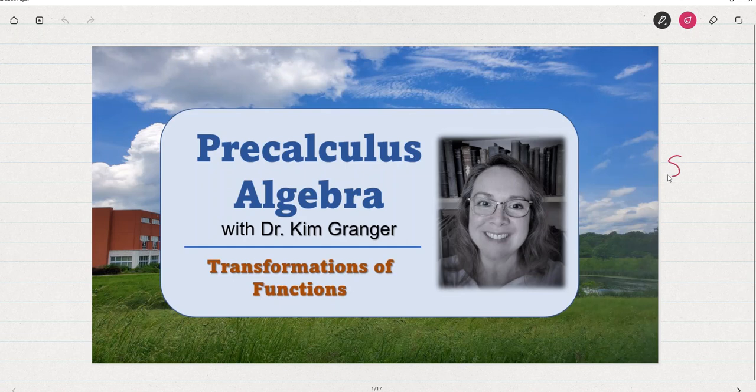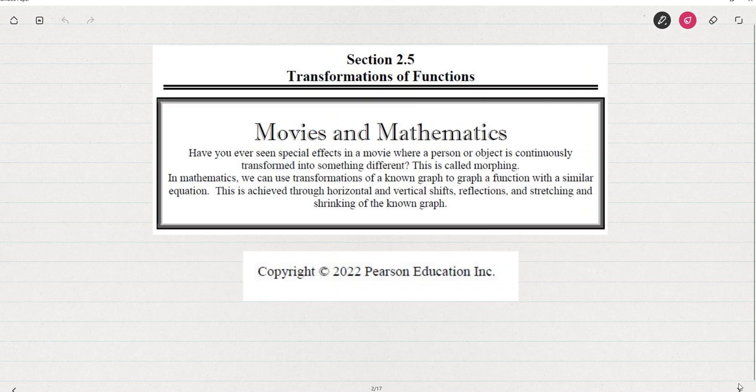Are you ready for this? As a shortcut, rather than plotting points to graph every function, you could use this shortcut instead. I think that many of you who are watching this video will find this to be very helpful.